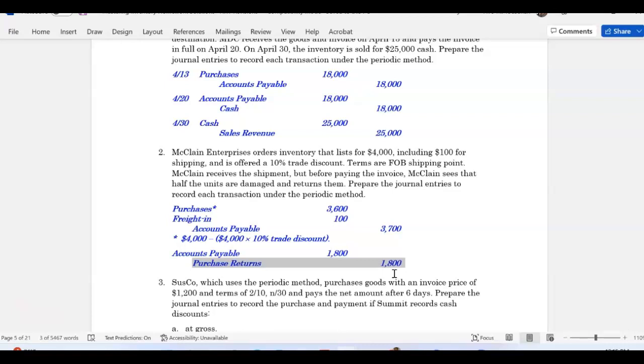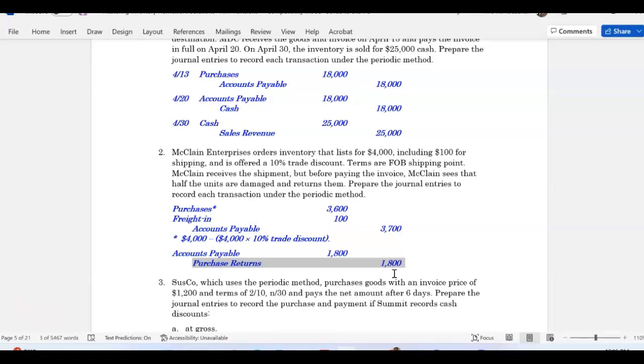What is purchase discount? Purchase discount, it's a discount that you receive if you pay within the payment terms. Let's say the payment terms is 2/10 net 30. 2/10 net 30, that means 2% discount if you pay within 10 days. So that 2% discount is your purchase discount.